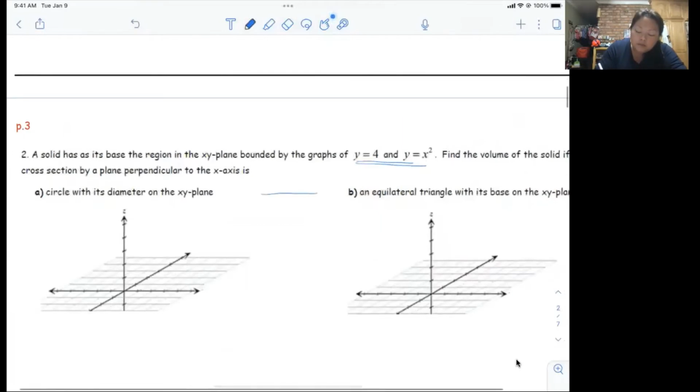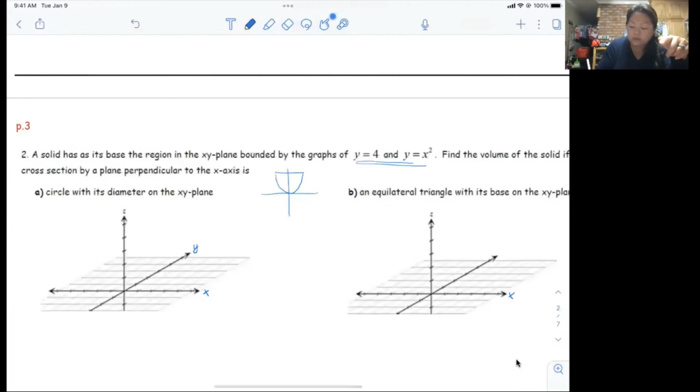So for me, I do a really two-dimensional picture here. Y equals x squared looks something like this. Y equals 4 will cap it out. So that's my region. So then I'm going to take this picture and basically flatten it out. So that's what is happening here in my picture. This is my x-axis, this is my y-axis.